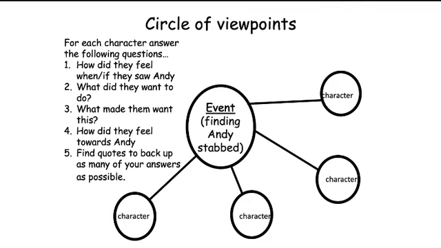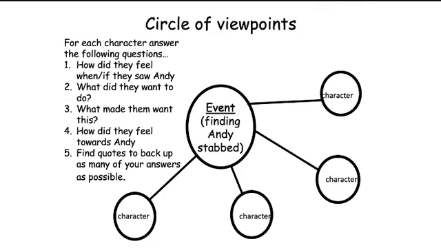What did they want to do? Well, he wanted to give him a drink, didn't he? And what made them want this? Well, he was under the influence of alcohol. He was probably thinking, it's just a drunk guy, I'll just sit and have a wee swally with him. Yeah, okay. And then how did they feel towards Andy? Well, towards the end, he actually feels disgust towards him, doesn't he? Because he's not expecting somebody so young to be lying there drunk in an alley.